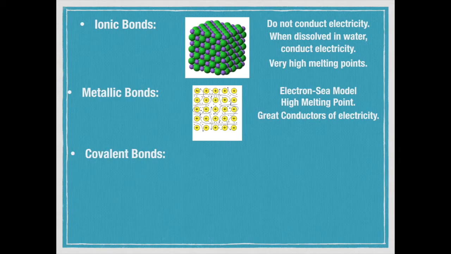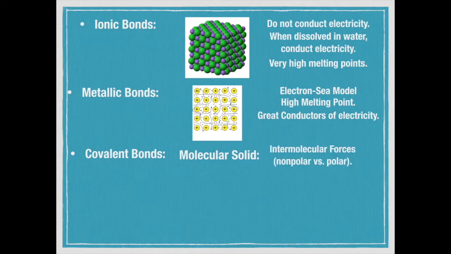Covalent bonds, there are going to be two different types that we look at. The first that we look at are just molecular solids. Molecular solids are discrete molecules like carbon dioxide or any of the other molecular compounds that we've looked at. And so when we're describing characteristics of molecular solids, what we use to describe them and to dictate what they're going to act like, we look at their intermolecular forces.